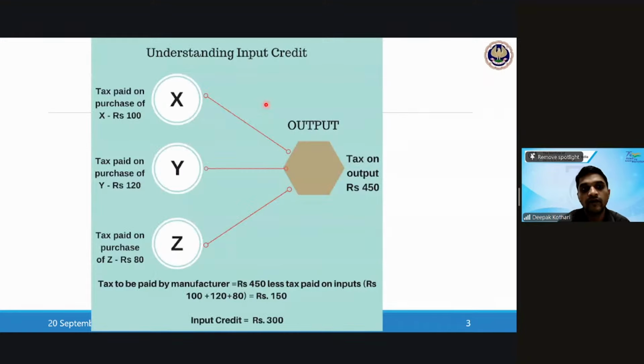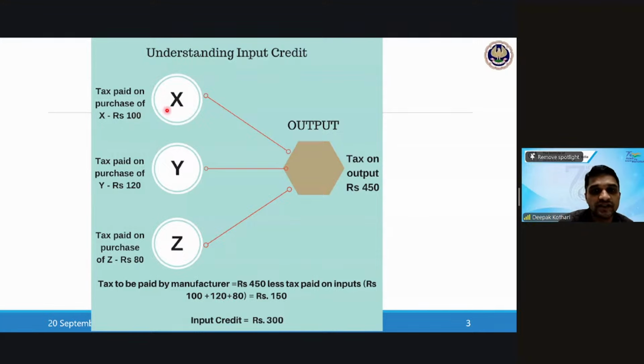ठीक है, now we'll understand this with the example. अभी मेरा आउटपुट है, this is my sale. To make this sale, first मैं प्रोक्योर करूंगा, so will go step by step. Tax paid on purchase of X, I am a manufacturer in this case, मुझे X, Y, Z खरीदना पड़ता है, these three products have to buy. तीन प्रोडक्ट परचेज करूंगा, then I will do the manufacturing and then I will sell it.